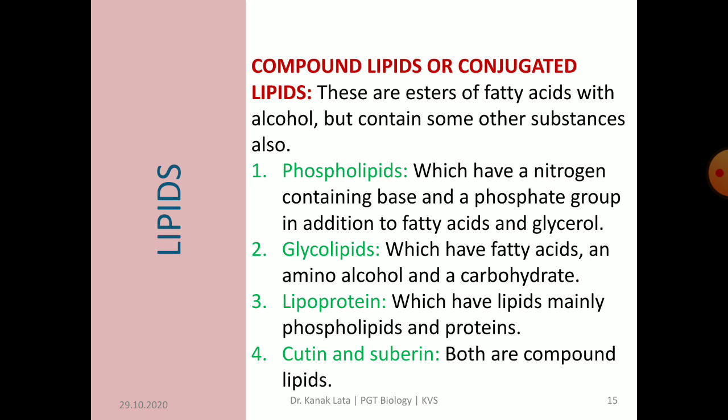The third one is lipoprotein, which has lipids, mainly phospholipids, and proteins. The fourth type is cutin and suberin, which are cell wall associated glycerolipid polymers and they are specific to plants.